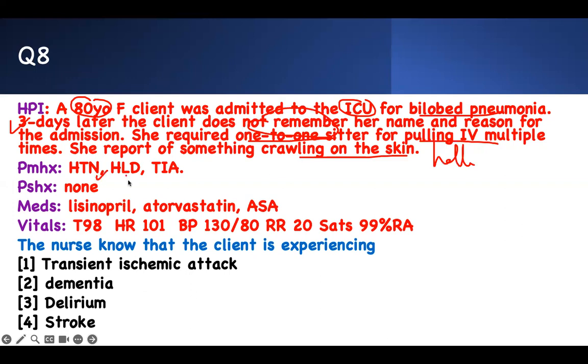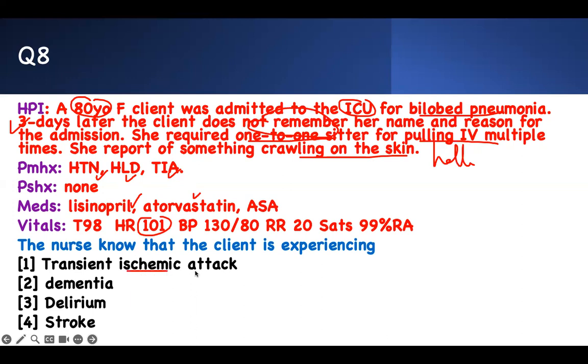I put hypertension, hyperlipidemia, and transient ischemic attack. Transient, right? This is like a mini stroke, right? It's to confuse you. She's on appropriate medication. The vitals are slightly tachycardic because she's confused, and she's hyperventilating or something like that. What do you think? What is the client experiencing?